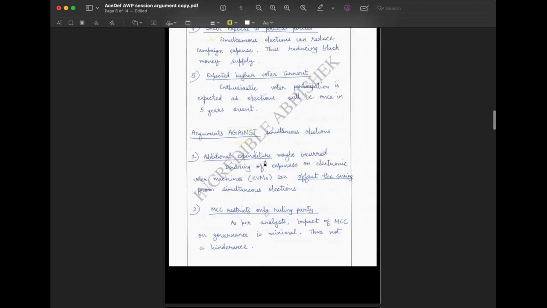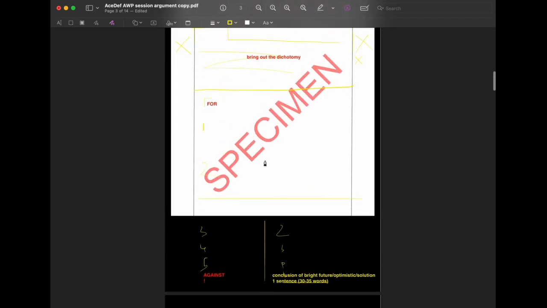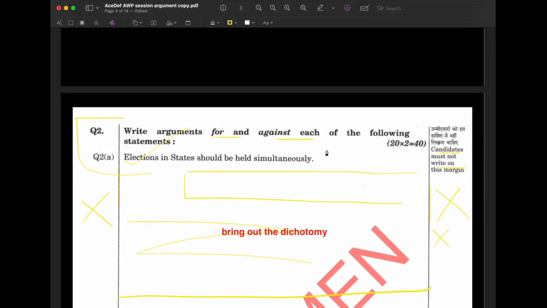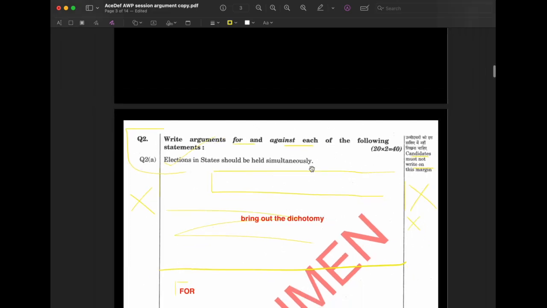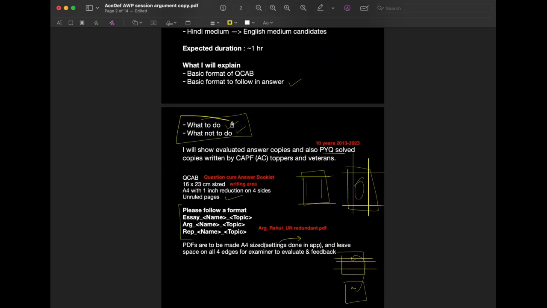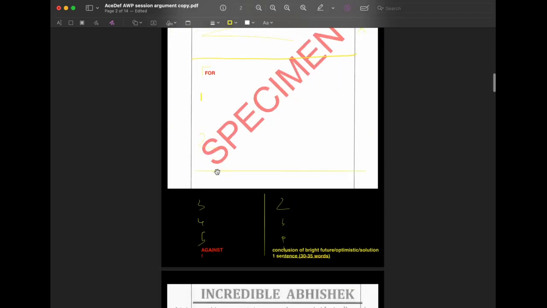You get marks for writing the points. You get marks for writing arguments for and against. You don't get marks for writing an introduction or conclusion. Please keep this in mind. This is a part of what to do. If this what-to-do gets long, I might break this session into 2 parts and do what not to do.